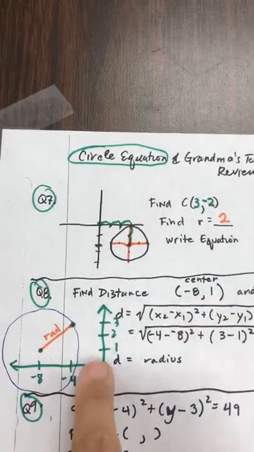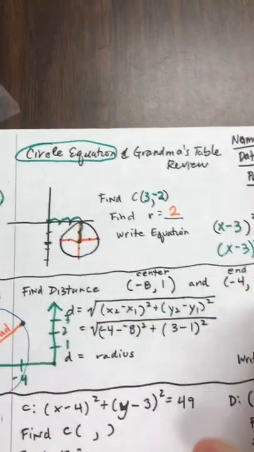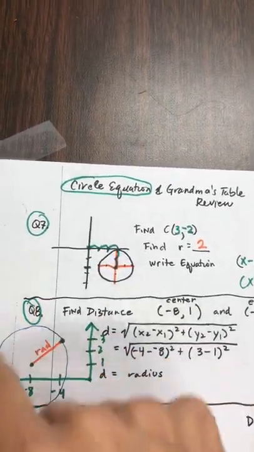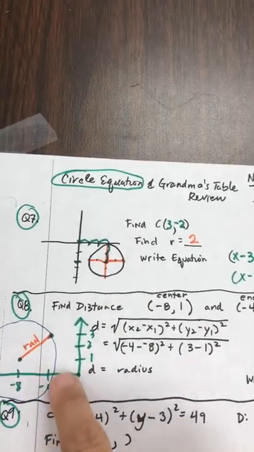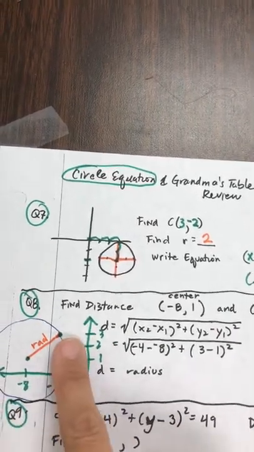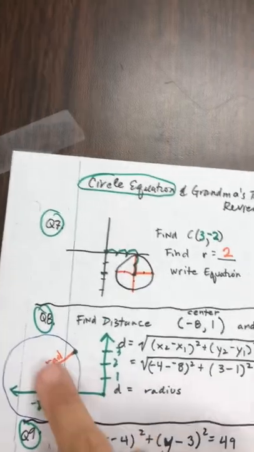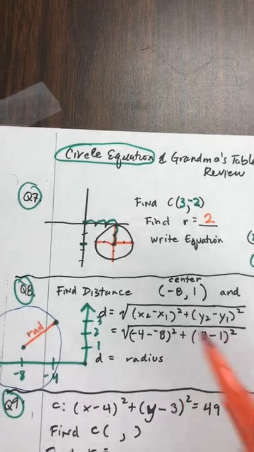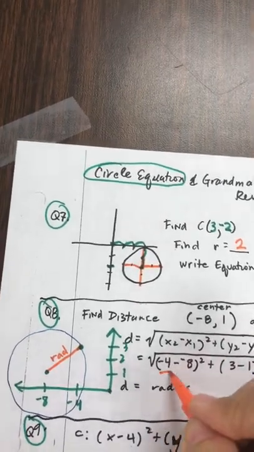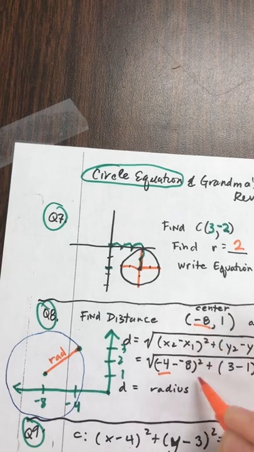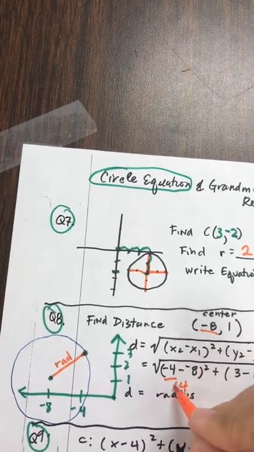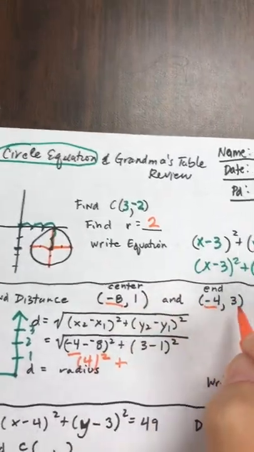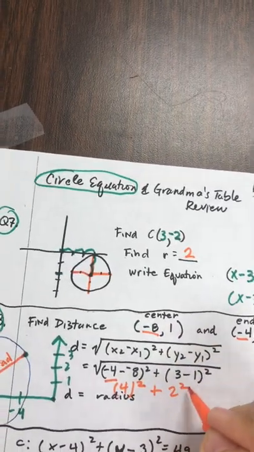So they've told us that the center is at -8, 1, and that one of the dots on our circle is at -4, 3. So that's got to be our radius. If we knew the distance between these 2 points, that would in fact be our radius. So let's do it. -4 minus -8 is +4, and we're going to square it. 3 minus 1 is 2, and we're going to square it.